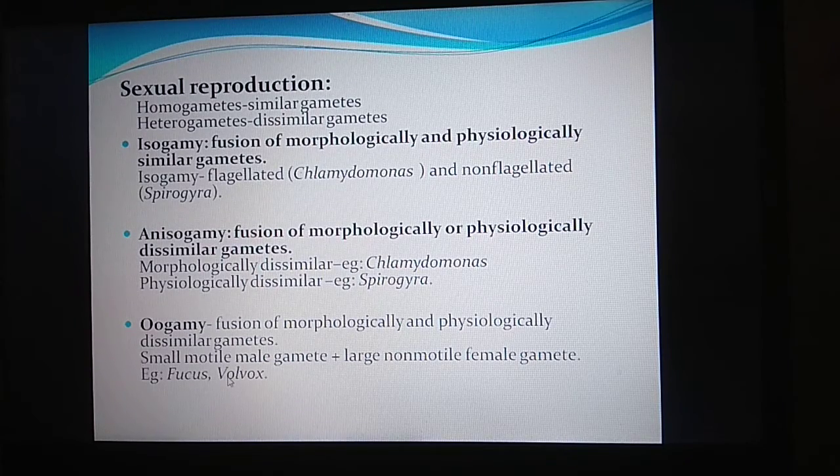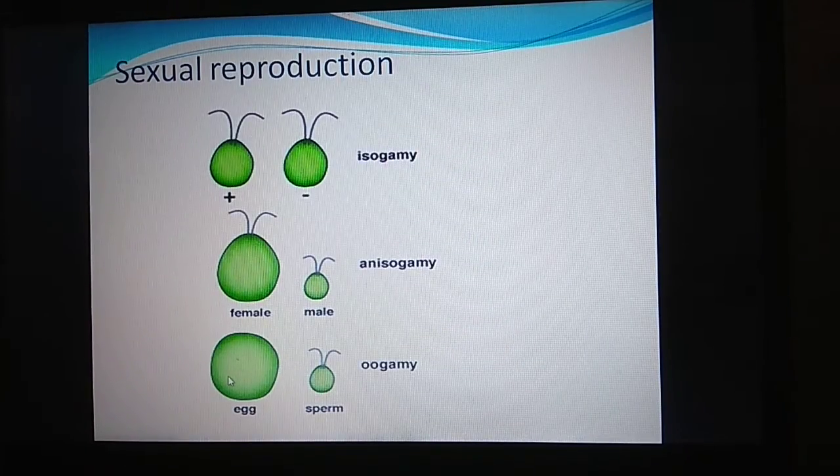Now you will get to know about all the sexual reproduction types in this picture. In the first step, in isogamy, as you can see, both the gametes are similar, right? As you can see that both contain the flagella. These are flagellated, right? And both are similar in shape and morphology. Okay. In the second part, that is anisogamy, here you can see the male and female are dissimilar.